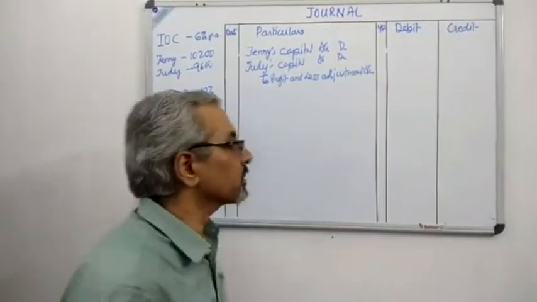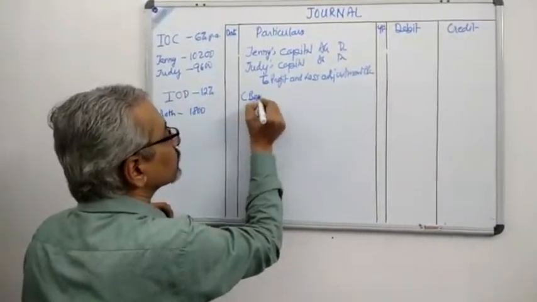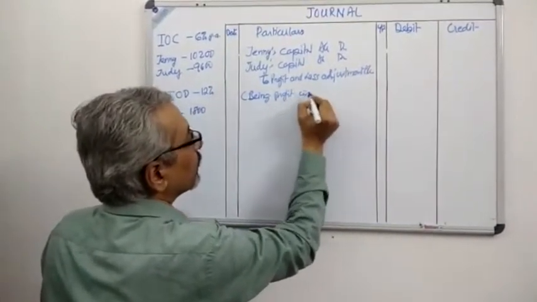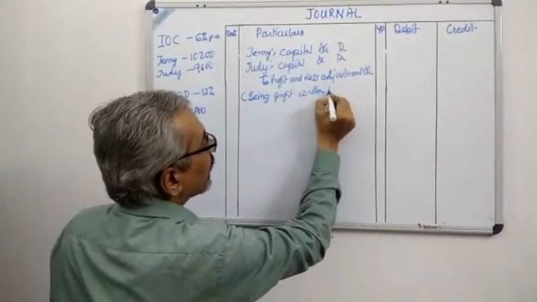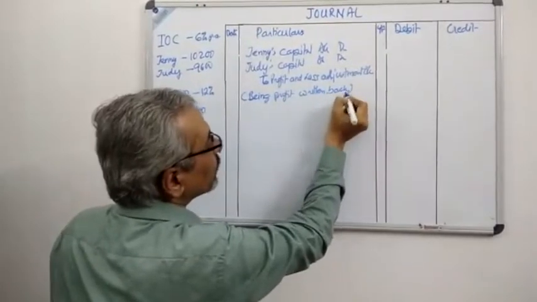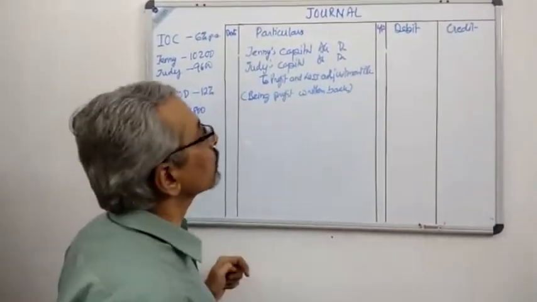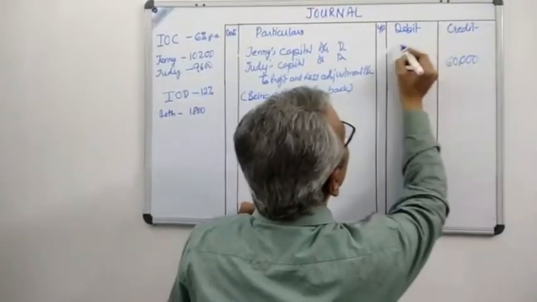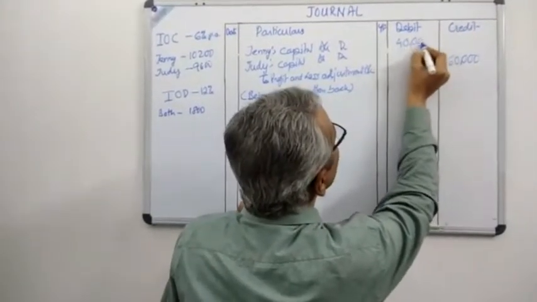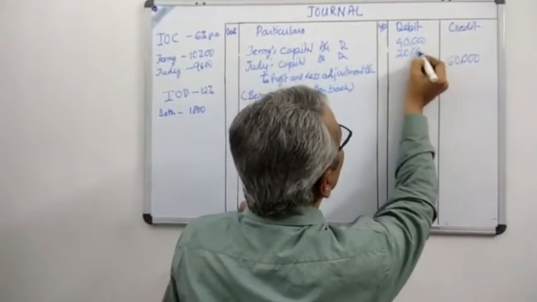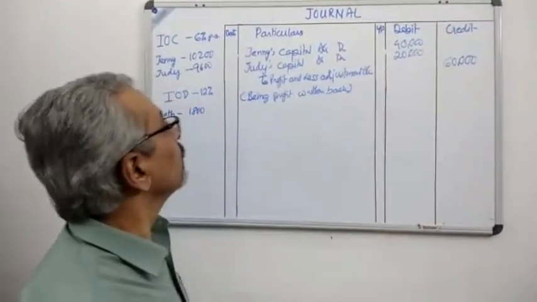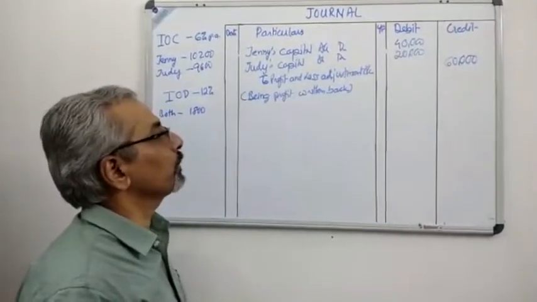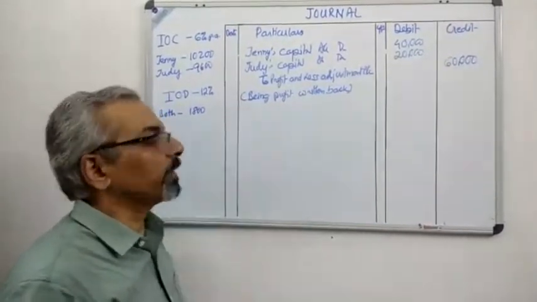What is the narration? Being profit written back. It is the wrong profit which is written back. Okay, so if you remember, the profit was 60,000 and the PSR was 2:1. Therefore, 40,000 and 20,000. The journal entry was Jenny's capital account 40,000, Judy's capital account 20,000, to profit and loss adjustment account 60,000. Narration has been written.